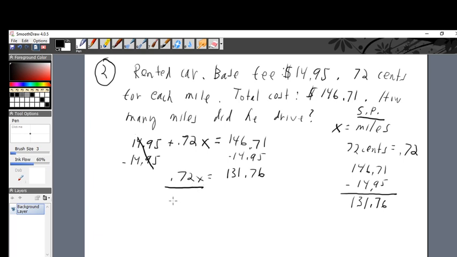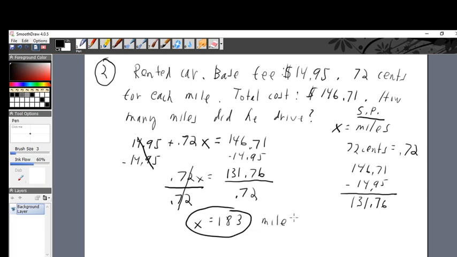Divide the left-hand side by 0.72, and whatever you do to the left, divide the right-hand side by 0.72. This I actually use the calculator for. I'll admit, I didn't want to bother doing that by hand. And what do we get? x is equal to 183 miles. That's the amount of miles. This is the final answer for problem number 2, another word problem.